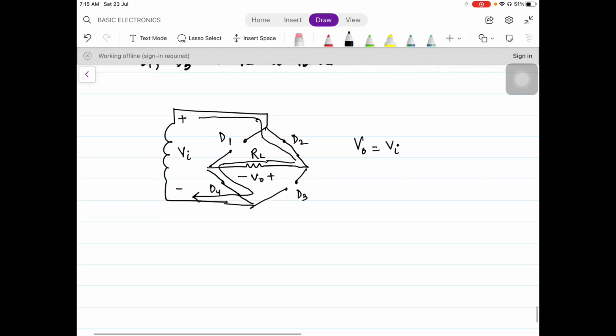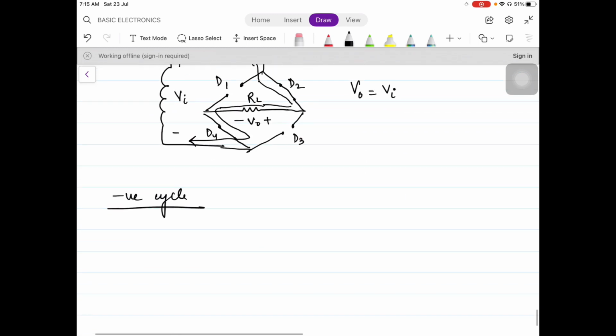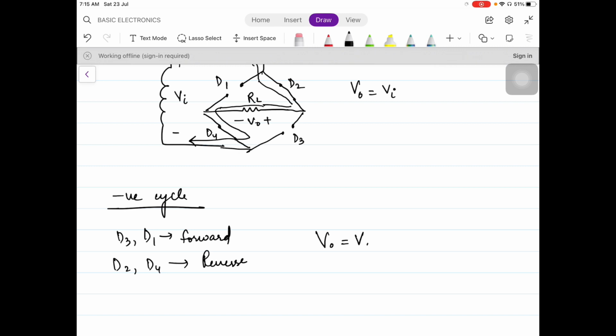Similarly, for the negative half cycle, the same will be the case. You draw the equivalent circuit, and when you put the signs over here, that is minus and plus, you will see that D1 and D3 this time will be forward biased and D2 and D4 will be reverse biased. So again, you can draw the equivalent circuit in the same manner and apply the KVL. You will get V0 equals Vi.